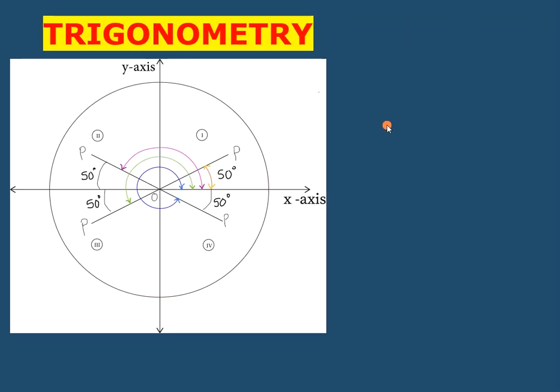I want to bring out a concept of negative angles. What does an angle of negative 70 degrees mean? Negative 70 degrees means that you are moving from the positive x-axis and you are moving 70 degrees clockwise.